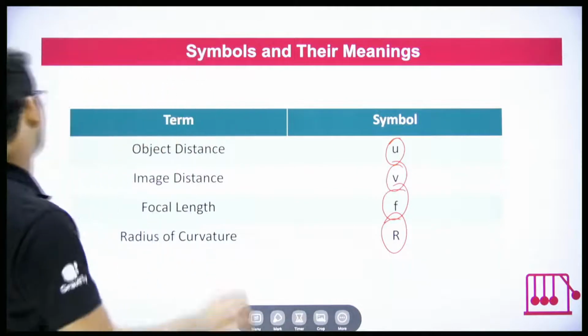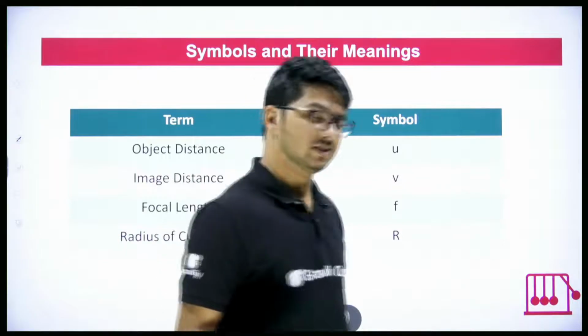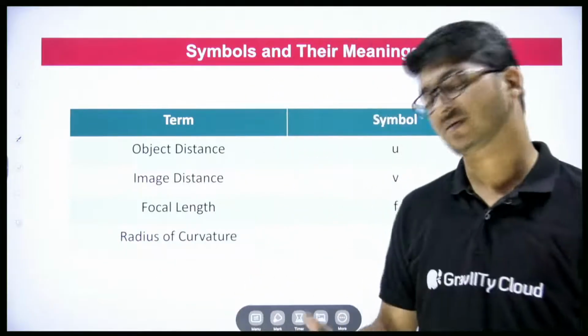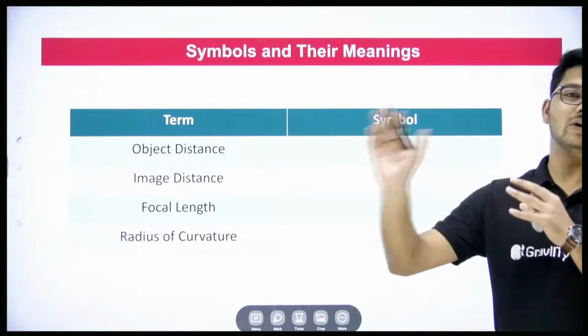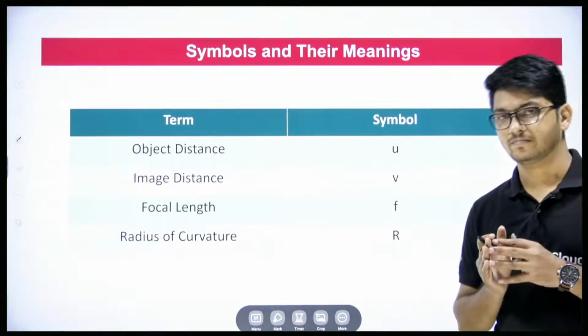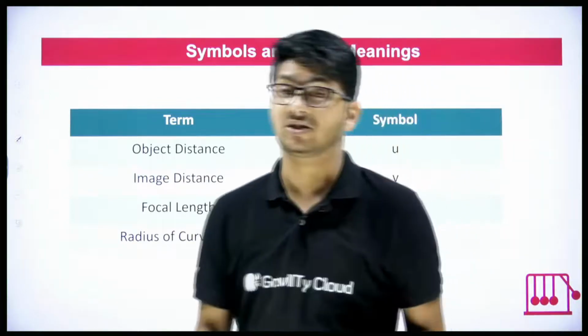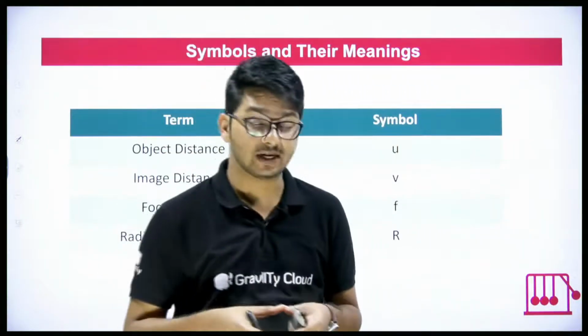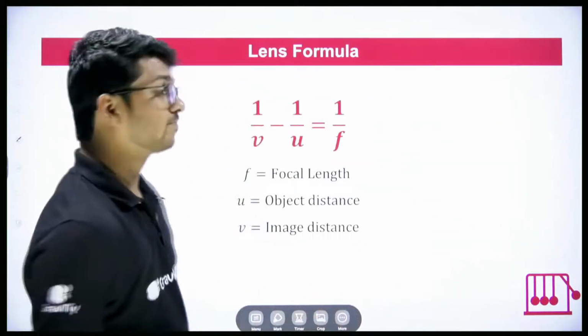Okay. For a concave lens, focal length is negative. Convex lens, focal length is positive. Okay. So we understood how to get the proper sign convention. We understood how to get the image distance or the object distance. You have to measure from the optical center. Right. Okay. Now we'll go into the formula part.